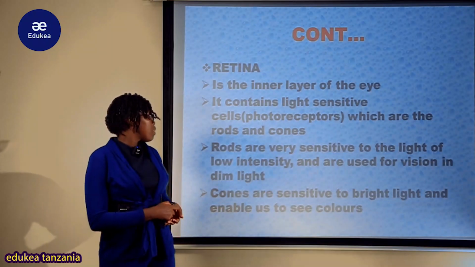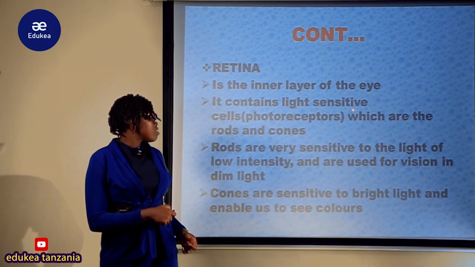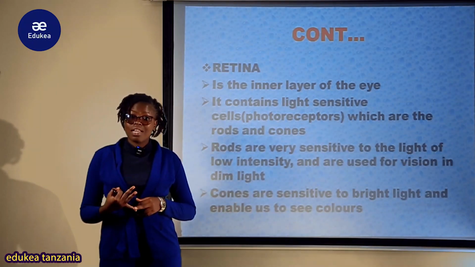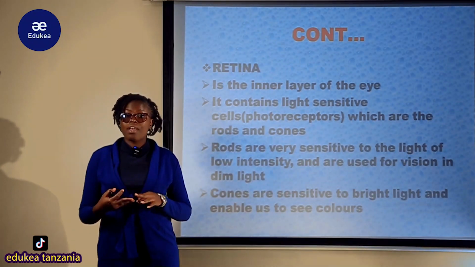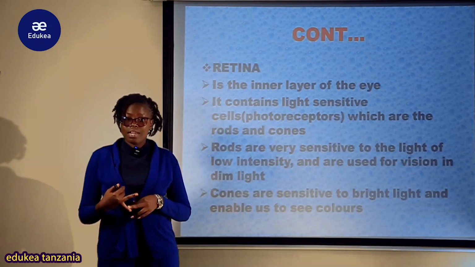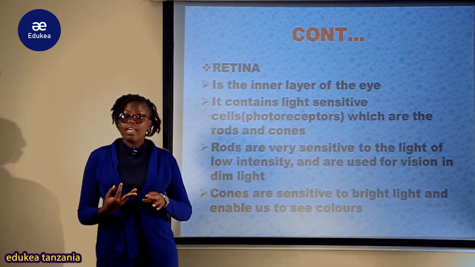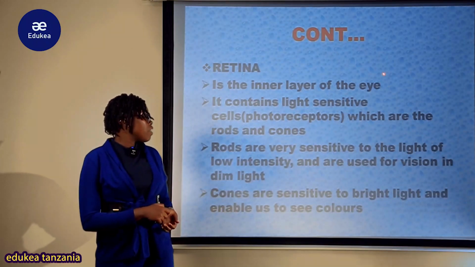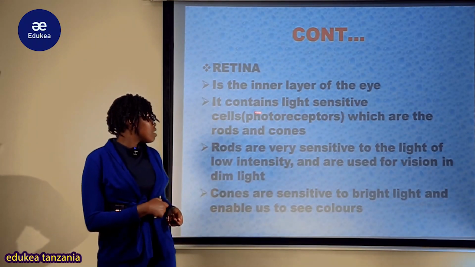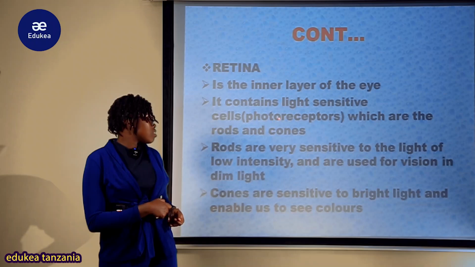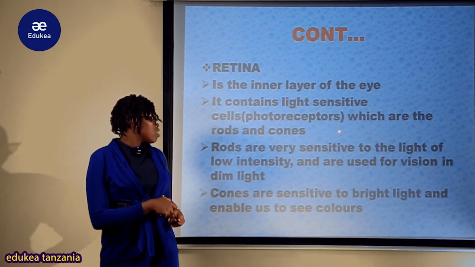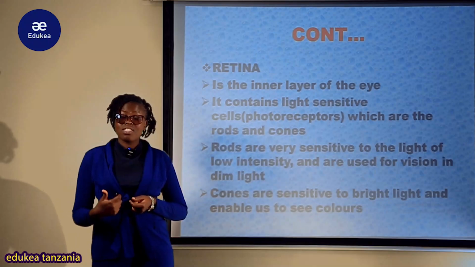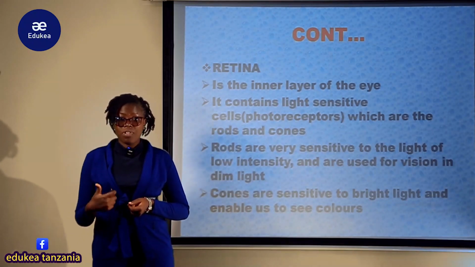So retina is the inner layer of the eyes. Tumeangalia kwamba katika eyes kuna 3 main layers. Kuna sclera, kuna choroid pamoja na retina. The outer one ni sclera, the middle one ni choroid, lakini the inner one ni retina. It contains the light sensitive cells ambao ni photoreceptors, which are the rods and cones.